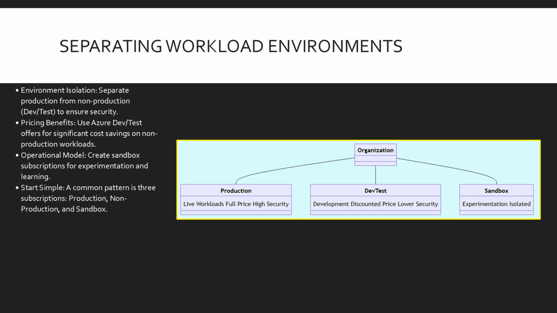This class diagram illustrates the organizational strategy. The organization class at the top owns 3 distinct subscription types. The production class lists attributes like live workloads and full price. The dev test class highlights discounted price, reflecting the cost benefits. The sandbox class emphasizes experimentation. This structure visually codifies the strategy of using distinct subscriptions for distinct business phases.